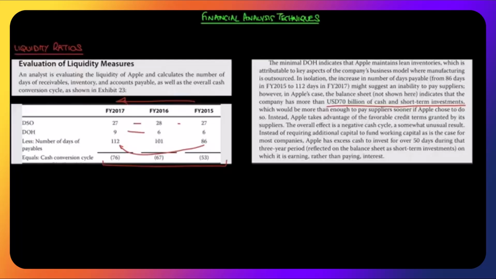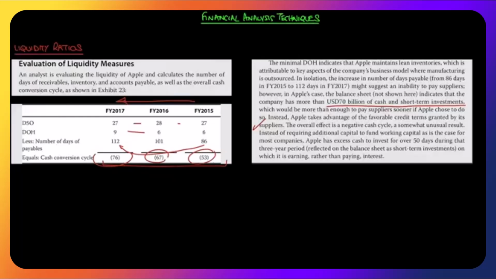This might be the fact that they have great credit terms. People want Apple's accounts, so they're taking advantage of that. It makes sense. So instead of requiring additional capital, they have excess cash to invest for over 50 days, 60, 76, during the 3-year period. Nice business if you can get it.